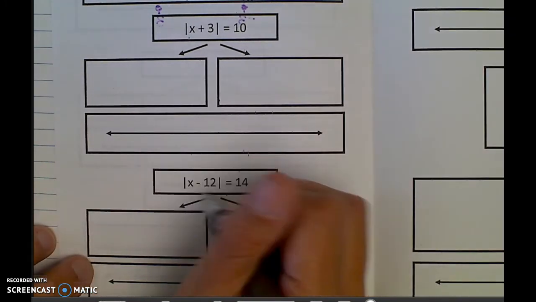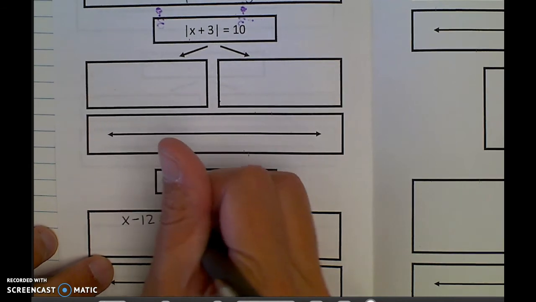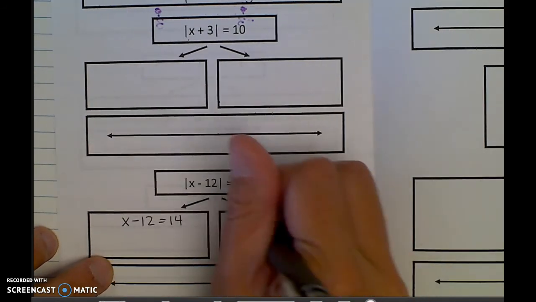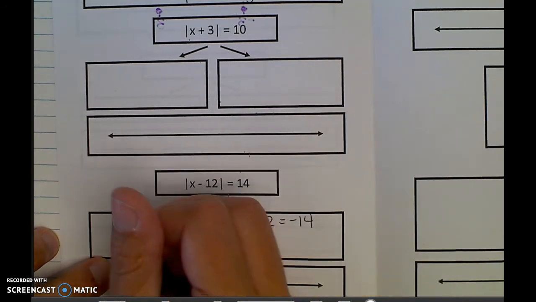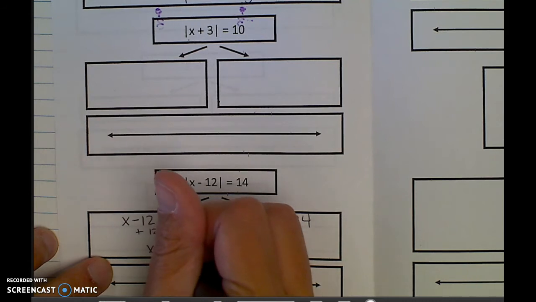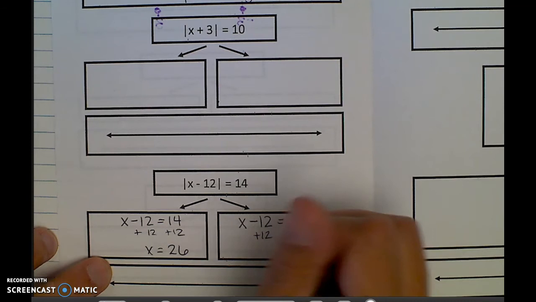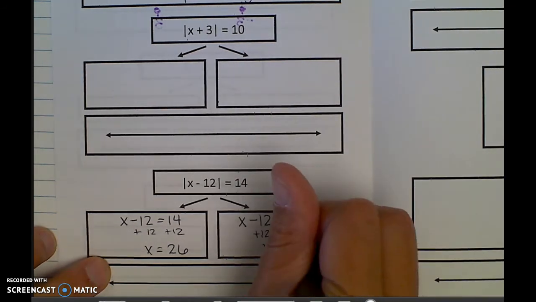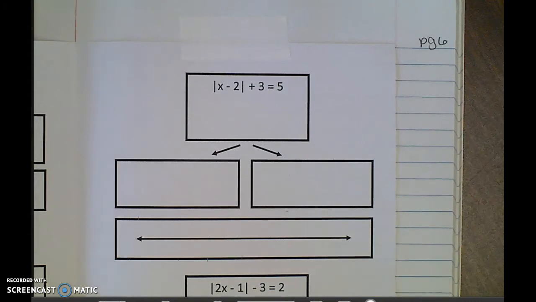So to get rid of my absolute value bars, I need to write two equations. So x minus 12 equals 14, and then the other one, I make it negative 14. And so for both, I would add 12 to get x equals 26. Over here, now I get x equals negative 2. Hopefully that's okay.